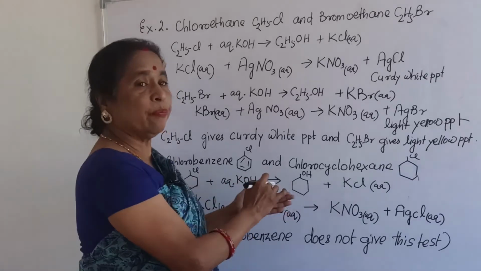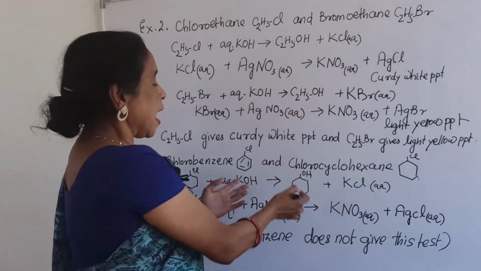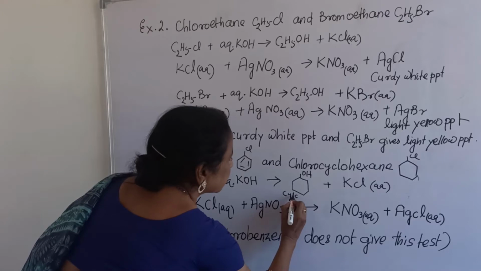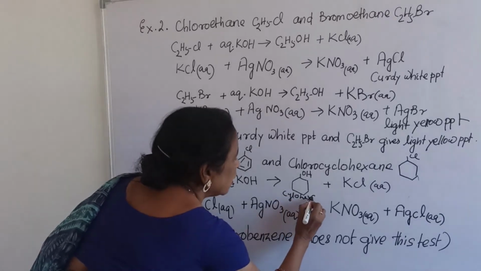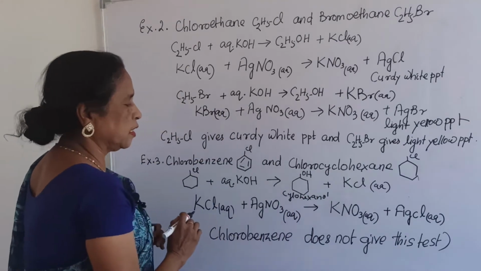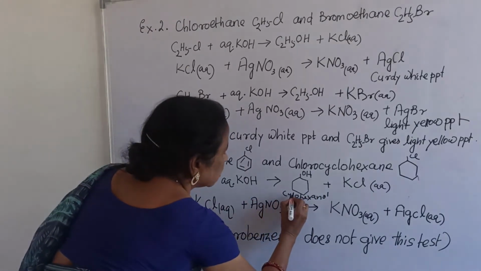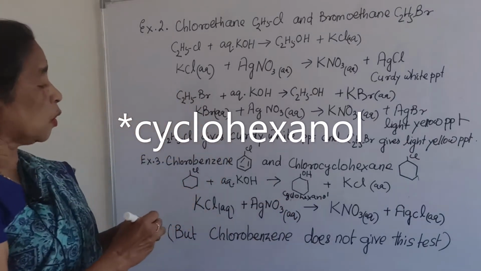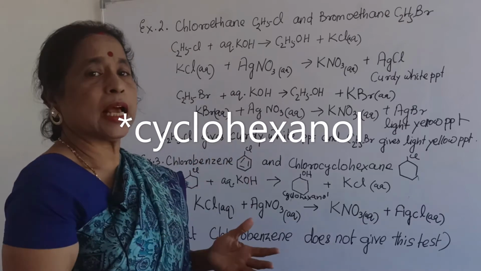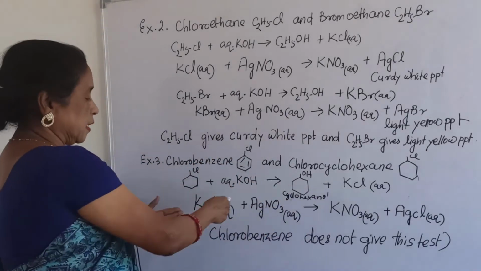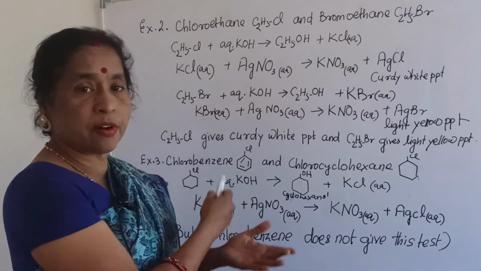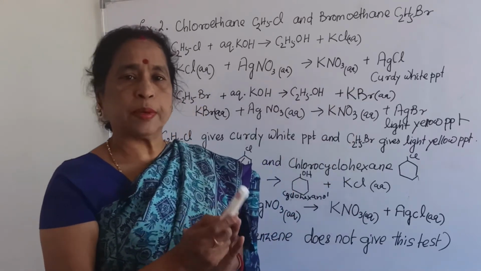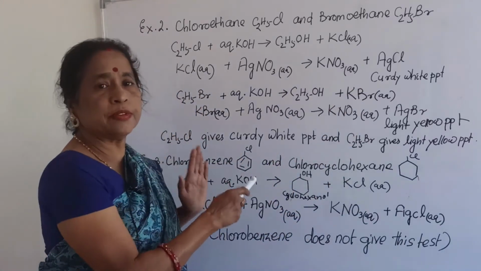So it gives potassium chloride and cyclohexanol. Now this potassium chloride, when reacted with silver nitrate, gives KNO3 and AgCl, which is a curdy white precipitate, whereas chlorobenzene will not react.